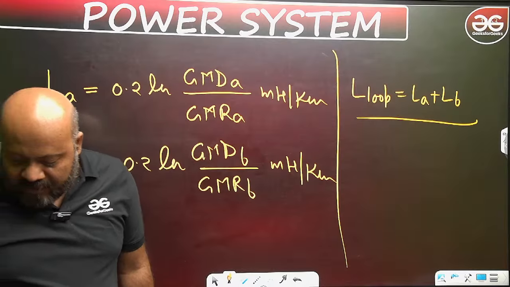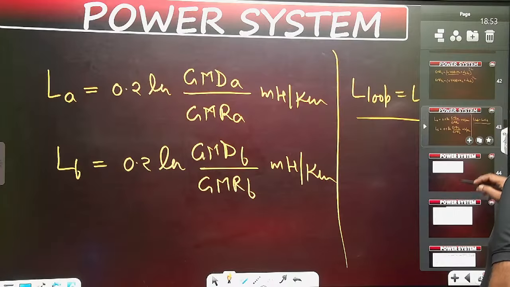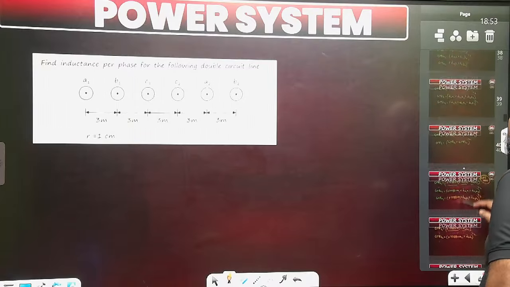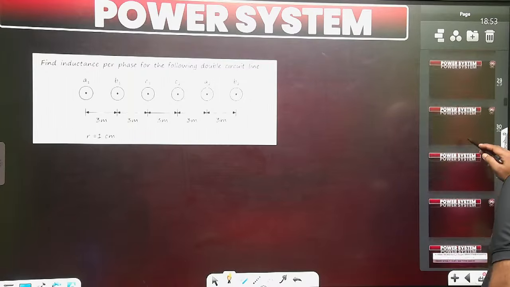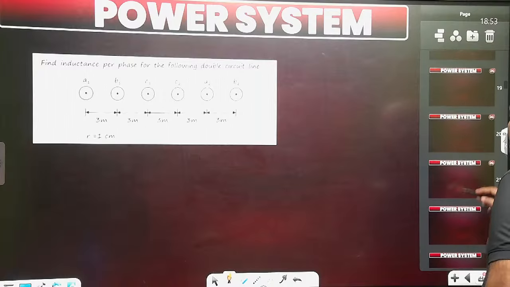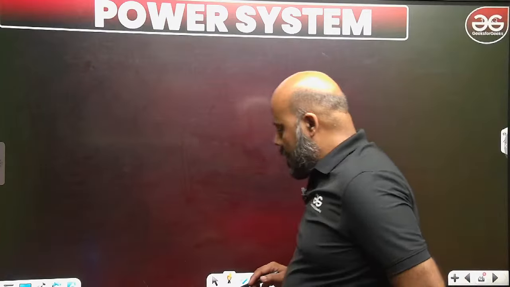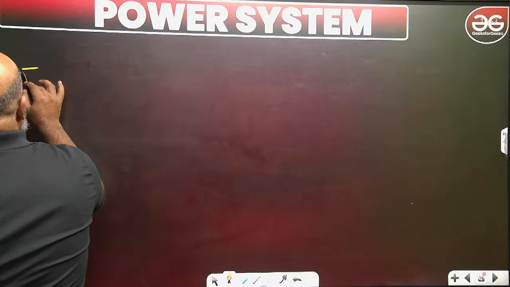So this question we have done. Let us do one more question. Okay. Now there is a double circuit line. So before we proceed with this, let us first talk about the double circuit line. What is a double circuit line? Double circuit line, little interesting.